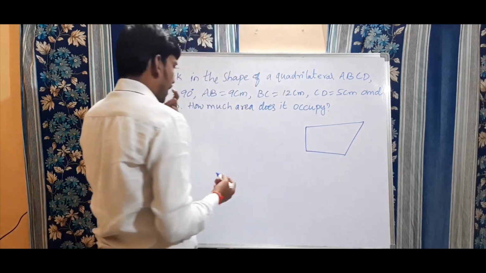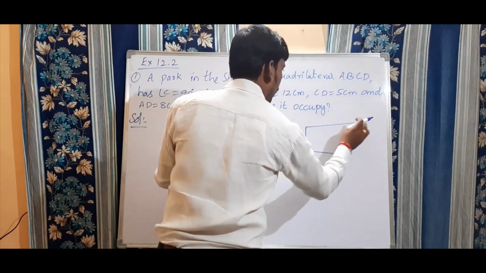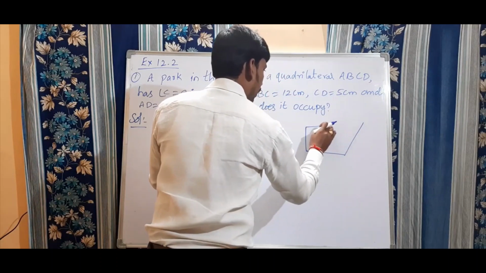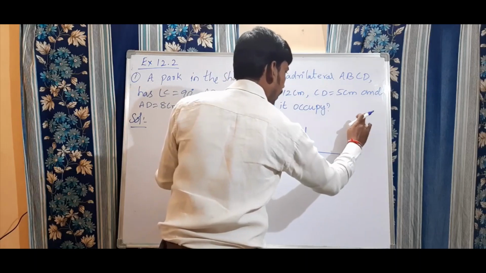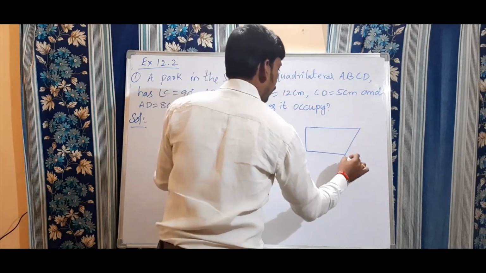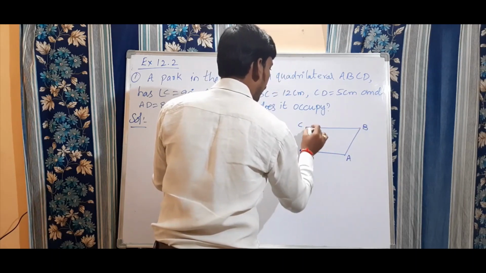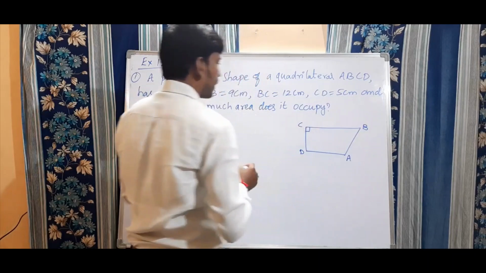Clear? Like this the park will be. Right? Let us take a simple one like this. So now this is A, B, C, D. Clear? Angle C is 90 degrees.